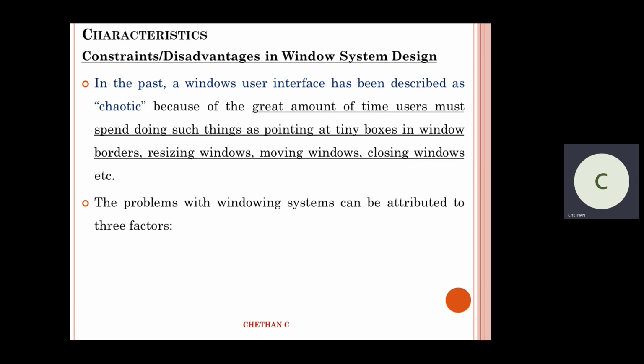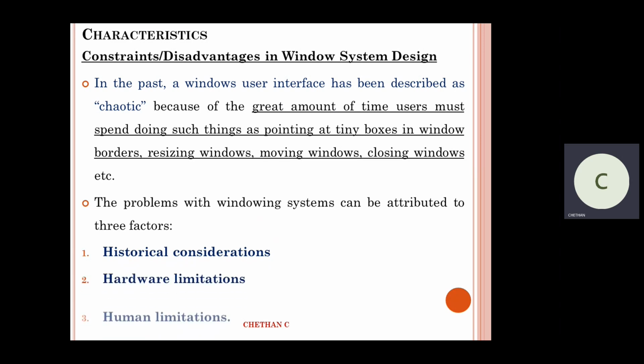The problems with windowing systems can be attributed to 3 factors. Number 1, historical considerations. There will be 2 H's that will be coming. One is historical. Next one is hardware limitations. The next one is human limitations. Not 2, 3: historical, hardware, and human limitations. Okay, problems in Windows. Understand this. Problems in Windows design in the past are attributed to 3 considerations: historical, hardware, and human limitations.